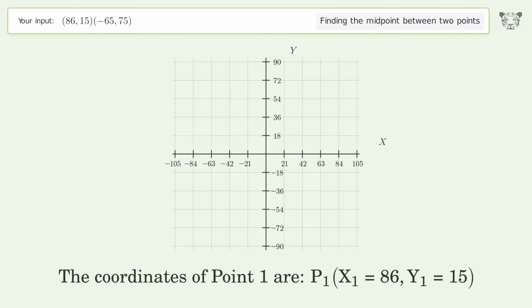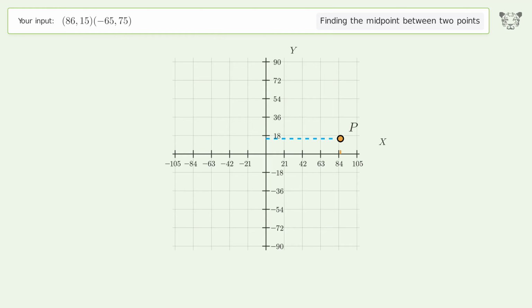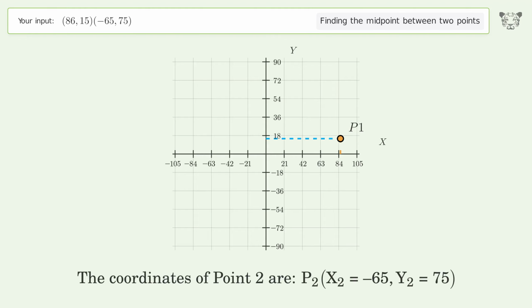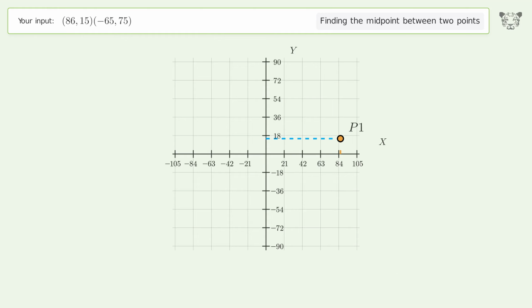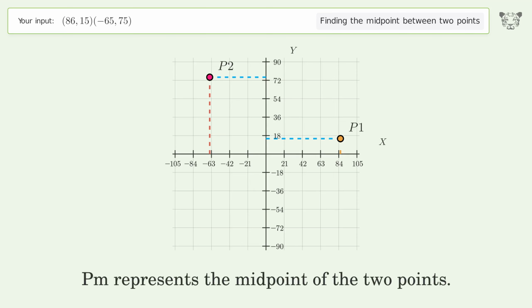The coordinates of point 1 are x1 equals 86, y1 equals 15. The coordinates of point 2 are x2 equals negative 65, y2 equals 75. PM represents the midpoint of the 2 points.